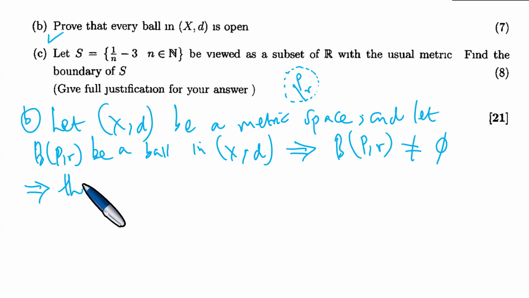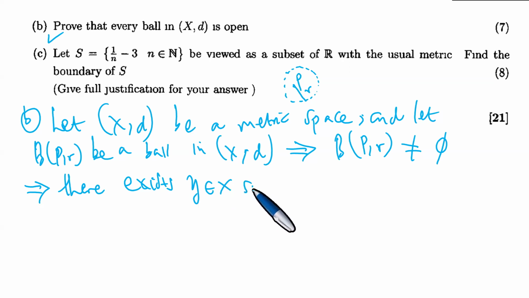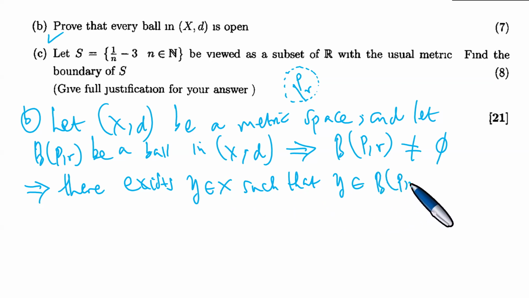And because it's not empty, we can say there exists a y in X such that y is an element of B(p, r). So we can get a y in the metric space X such that this y is an element of the ball. Why is it that this y exists? How sure are we that we can get a y from the ball? Because the ball is non-empty, so it contains at least a point, and we call that point y.